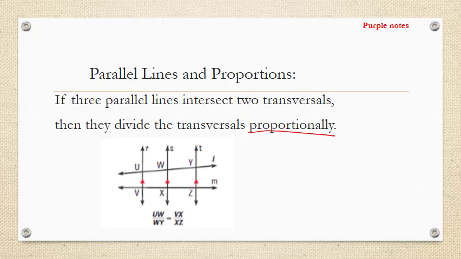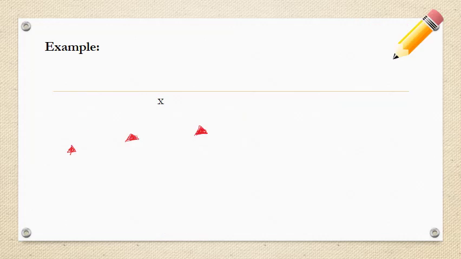So if we're talking about the three parallel lines cutting L and M, we're saying the portion between line R and S, or the line segment UW, over the line segment YW is equal to the ratio of VX over ZX. So we're saying if we had three parallel lines, we can set up this proportion every single time. So let's take a look at an example of how that works.